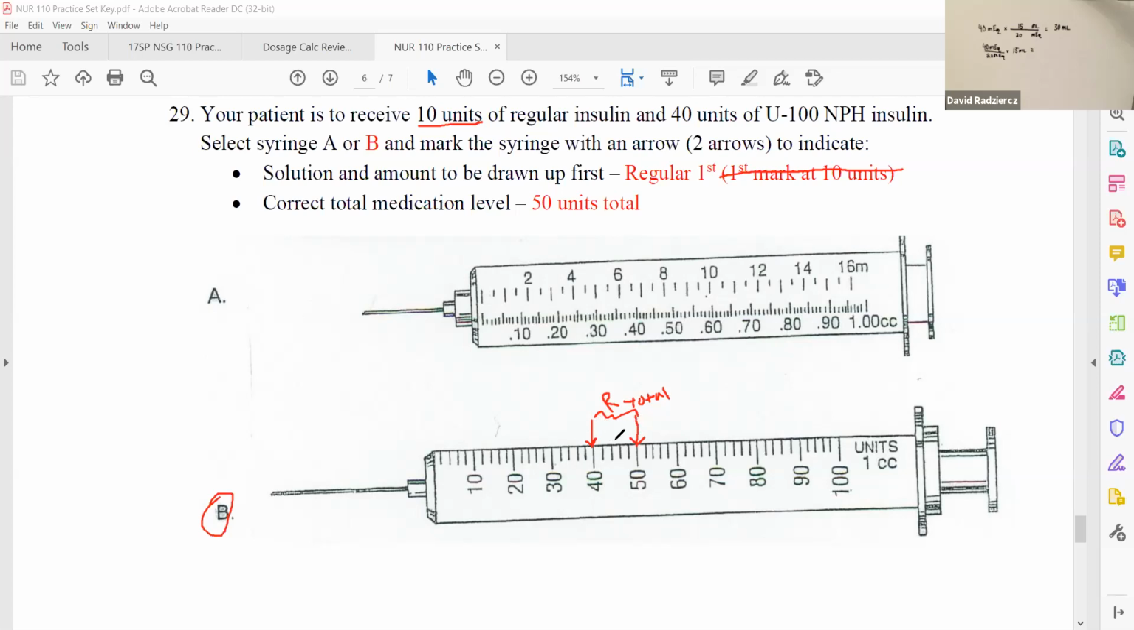Okay. So between 50 and 40 is where your, and I'm doing air quotes right now, I know you can't see me, but air quotes, regular insulin. The other insulin, the NPH, is going to be down between 0 and 40, but you don't have to mark that. So when they ask you to mark the syringe, this is what they're looking for. They're looking for you to denote the two marks. The regular is going to be the number of units below the total number.